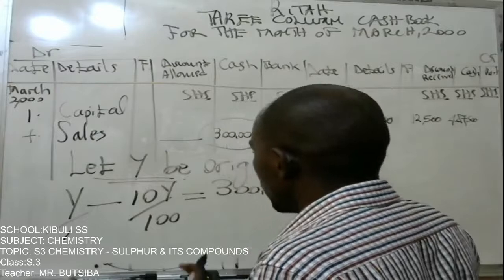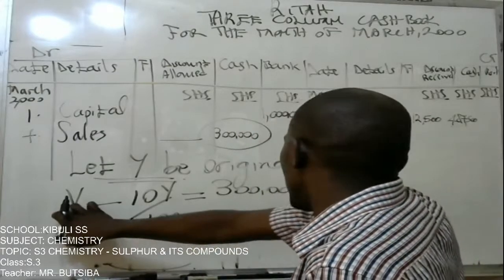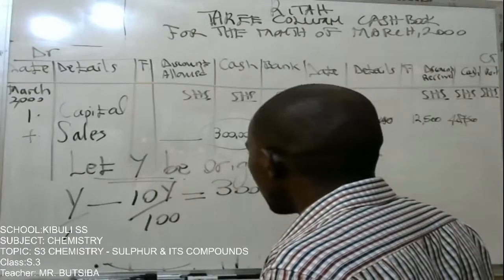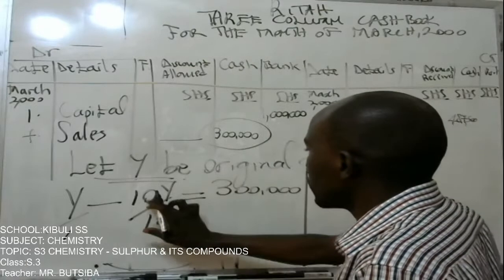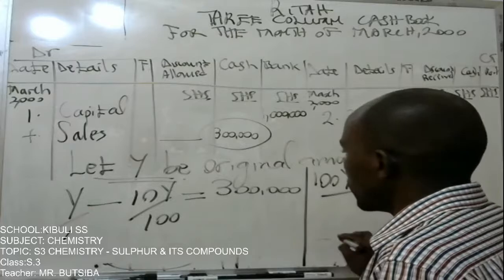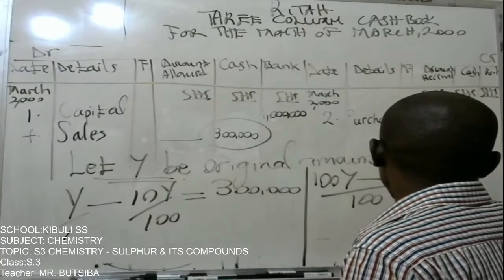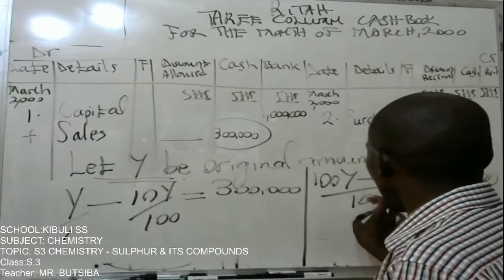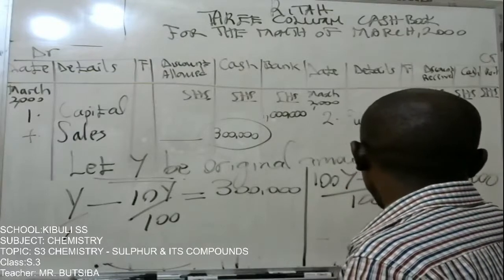So at that stage, you have 100 into 1, which is 100. That becomes 100 Y. Hope you are able to see. Then this one will be 1. That remains 10Y over 100, which equals 300. We are trying to identify the original amount, which we stated as Y.